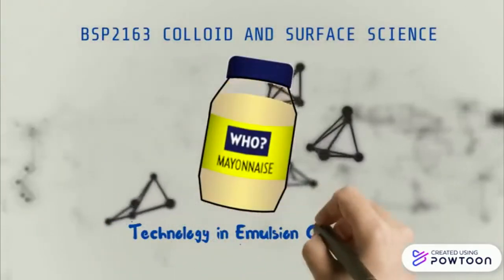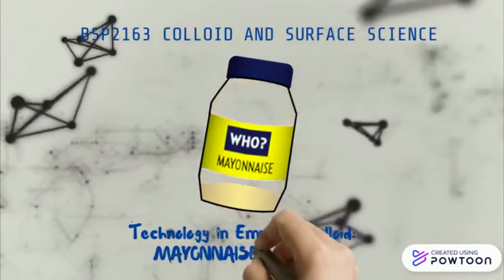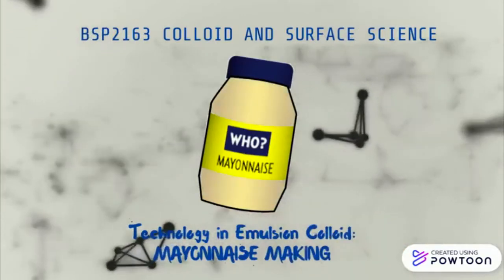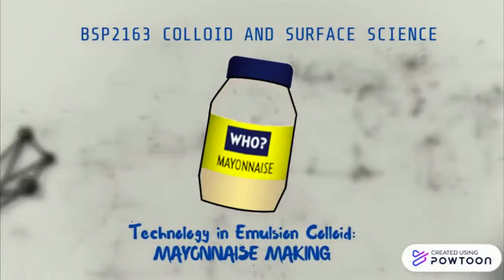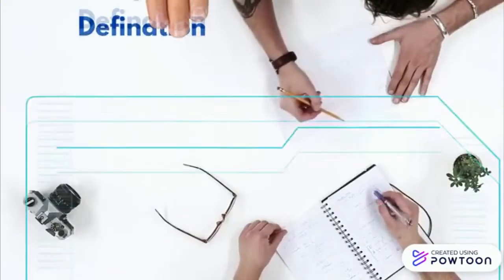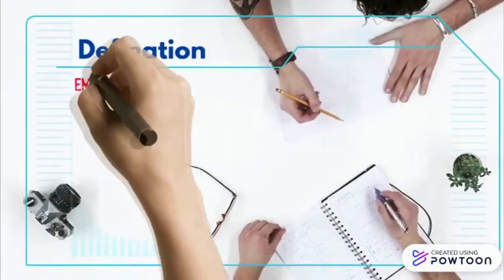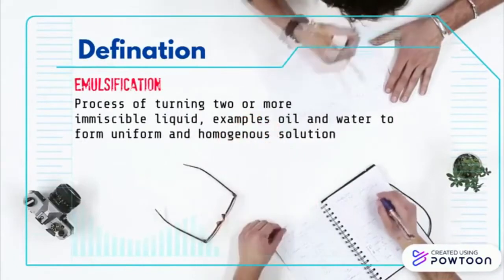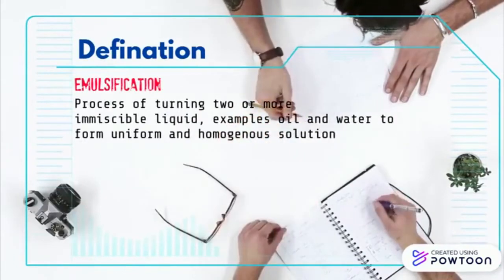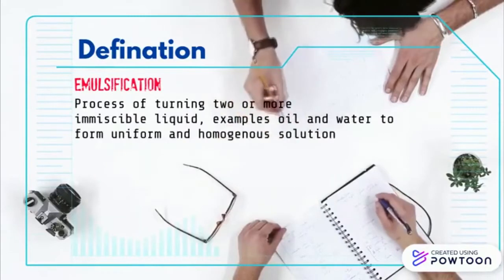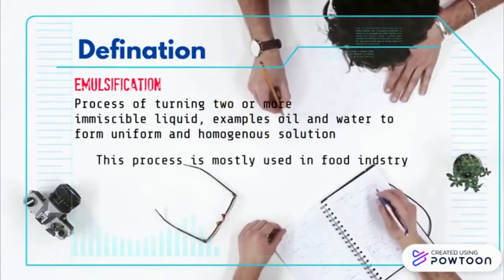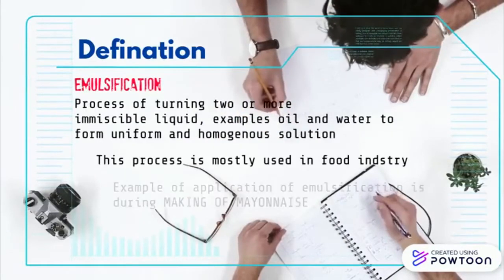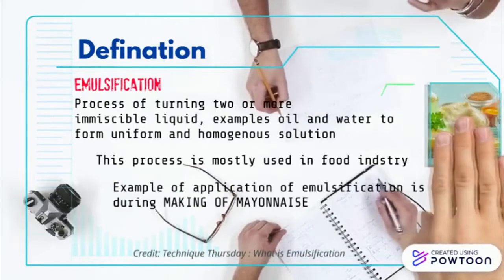Technology in emulsion colloid: mayonnaise making. Emulsification is the process of turning two or more immiscible liquids, for example oil and water, to form a uniform and homogeneous solution. This process is mostly used in the food industry. An example of application is during the making of mayonnaise.